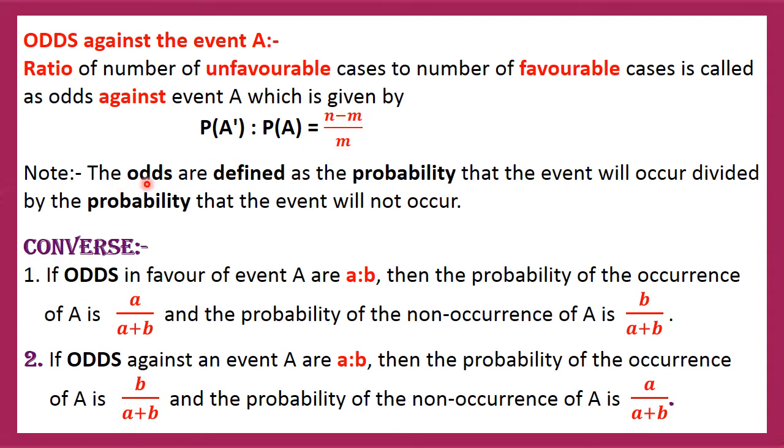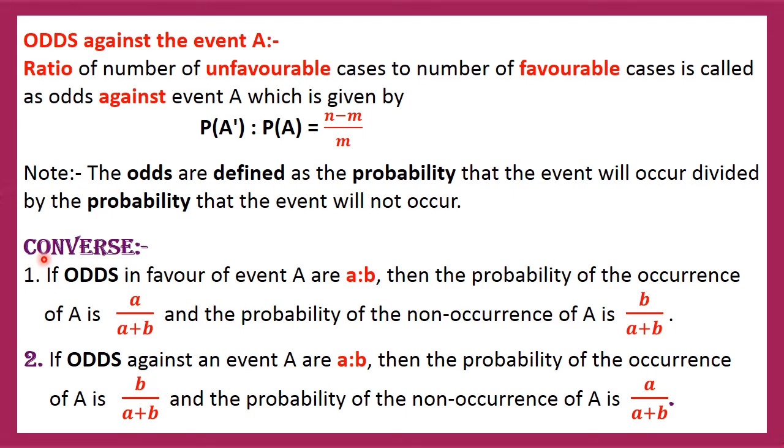The odds are defined as the probability that the event will occur divided by the probability that the event will not occur. That is the favorable case. Odds in favor of the event A can be defined this way also. That is, event will occur divided by event will not occur. That is favorable case upon non-favorable cases only.